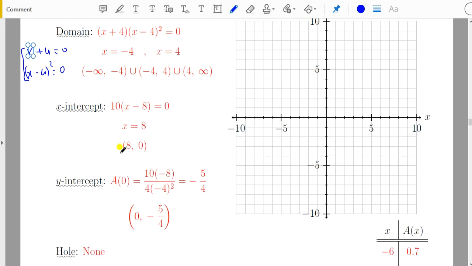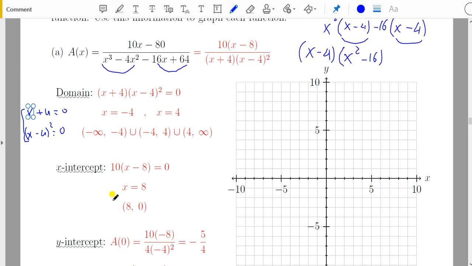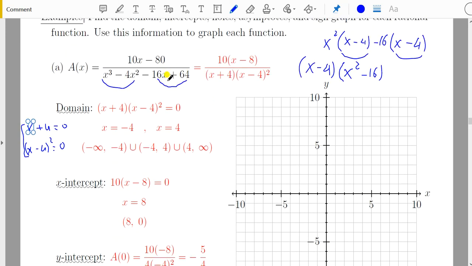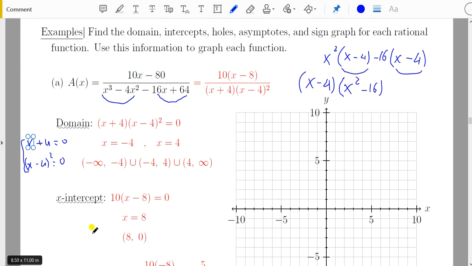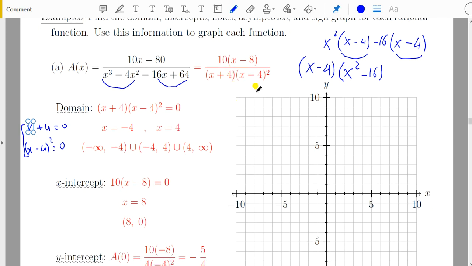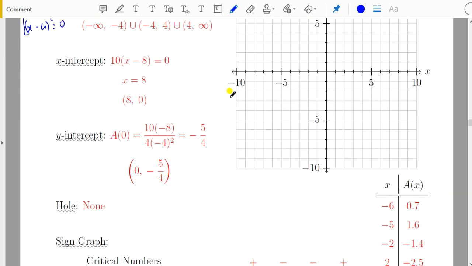So after we have the x- and y-intercepts, we are looking for the hole. In this case, we don't have any hole. From section 5.2, we know that if we have a common factor on the top and the bottom, when we cancel that out, then that factor will make the hole in the graph. But in this case, we did not cancel anything, so there is no hole.